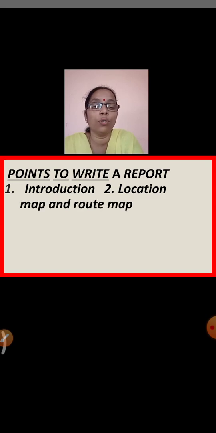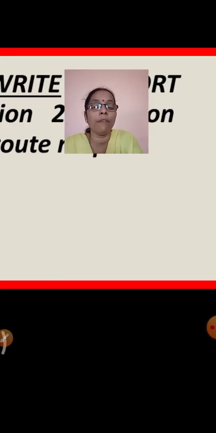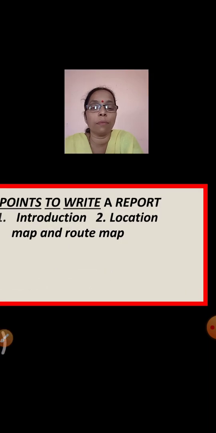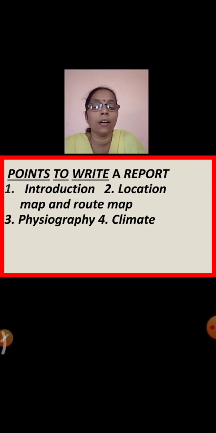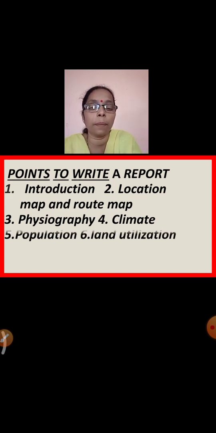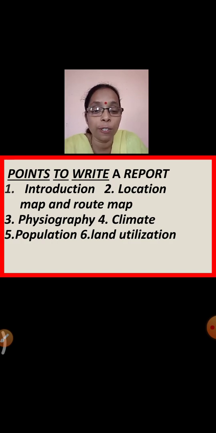Third, you have to tell the location by means of a route map, a location map. Then the next is the physiography. You are going to talk about the physiography of that particular place, whatever you have observed, whatever you have seen. Then you will tell about the climate of that particular region. Then population. You have to make a note of all these things when you go for the field visit, so that you can mention them in your report.